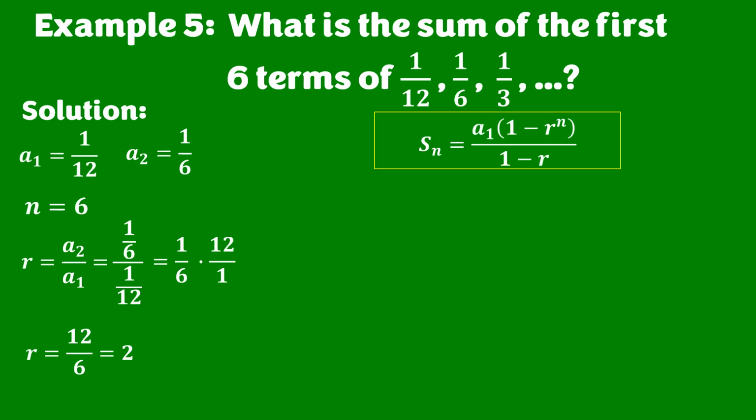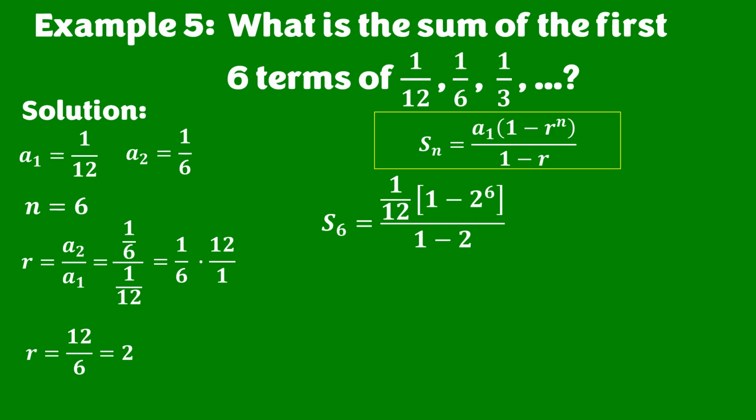Next we're going to solve for the sum of the first 6 terms of the given geometric sequence. So we're going to use the same formula for finite terms. So we're going to substitute the value of n, a sub 1, and r in the formula. So we have s sub 6 is equal to 1 over 12, that is the value of a sub 1, times the quantity of 1 minus 2 raised to 6. The value of r is 2 and the value of n is 6. All over 1 minus 2. So that is the value of 1 minus r.